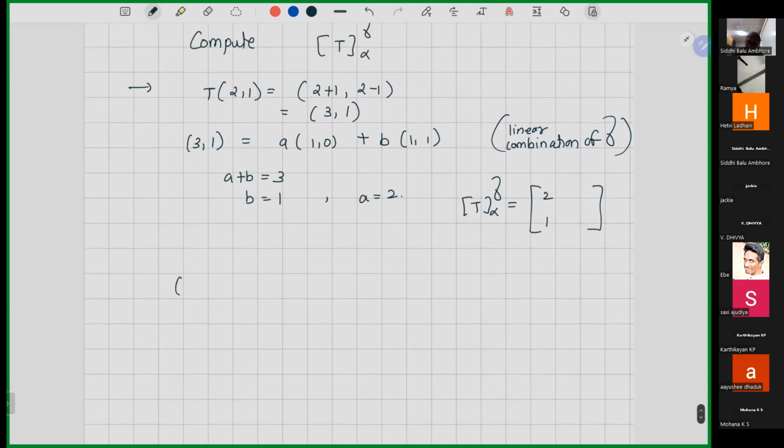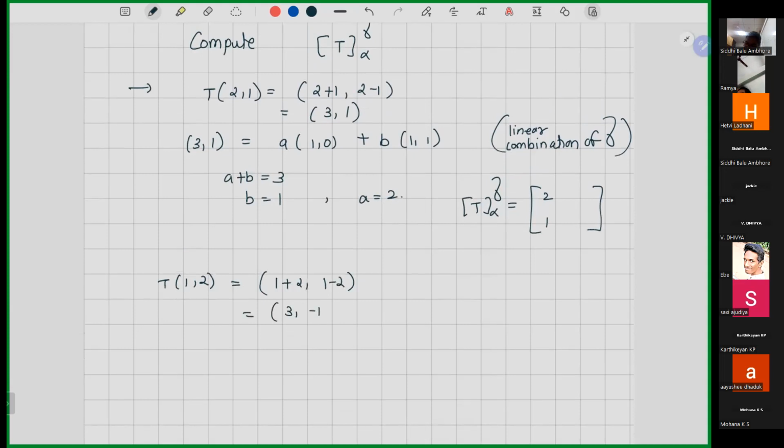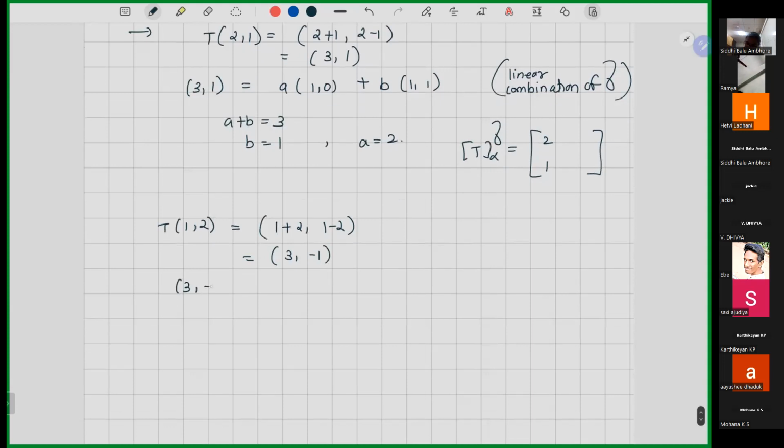Now I want to look for the second column, which is T of 1 comma 2. So it will be 1 plus 2 comma 1 minus 2, oh sorry, 1 plus 2 comma 2 minus 1. It will be 3 comma minus 1. Then I write it again as a linear combination of gamma 1 and gamma 2. If you check, A plus B will be 3 and B will be minus 1, so I will get A to be 4. Then the second column here becomes 4 minus 1.